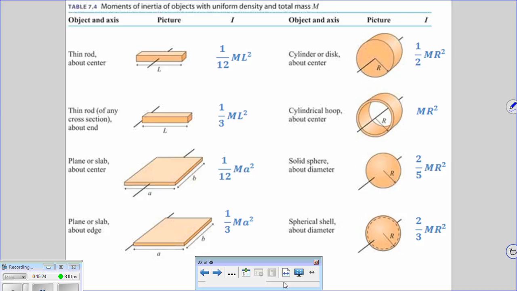The second column is for round stuff. The solid cylinder is the first one. Then a solid sphere, like a bowling ball, and a hollow sphere, like a basketball.